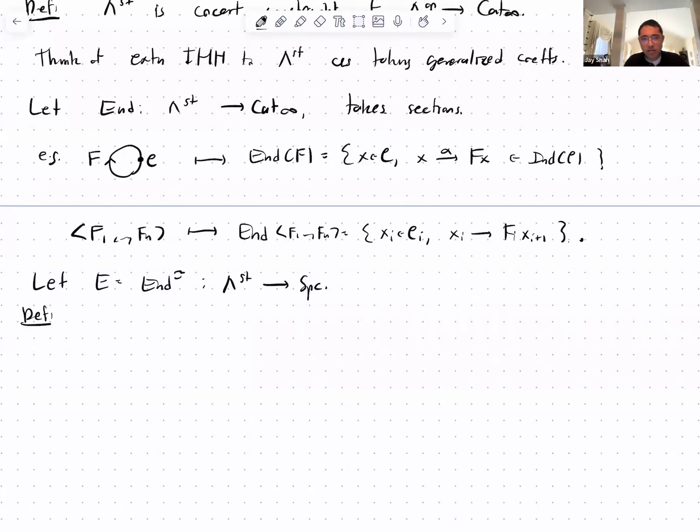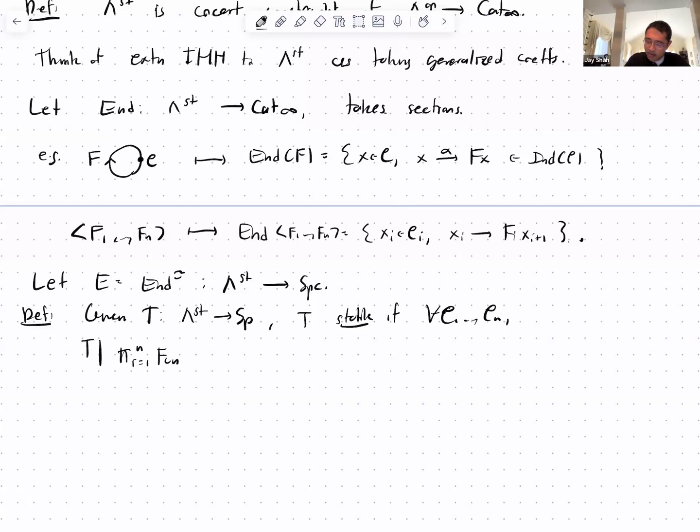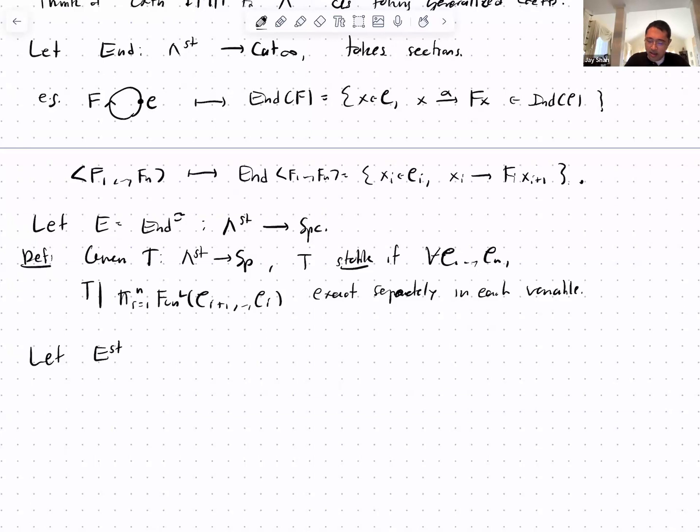So I want to somehow post-compose this to spectra with the infinite suspension, but then I want to stabilize to enforce some exactness. Precisely, I want to enforce the following. Given a functor, which we call a theory, from Λ^ST to spectra, I say that it's stable if for all C_1 through C_n, its restriction to this n-fold product of taking fixed vertices and any bimodules is exact separately in each variable. Then I'll let E^ST be the universal stable theory, the stable approximation to Σ^∞_+ composed with E.